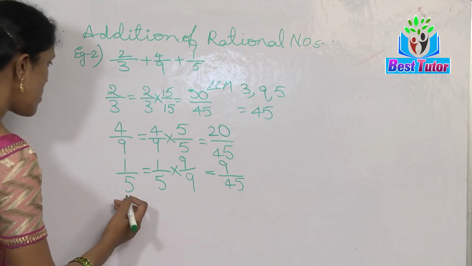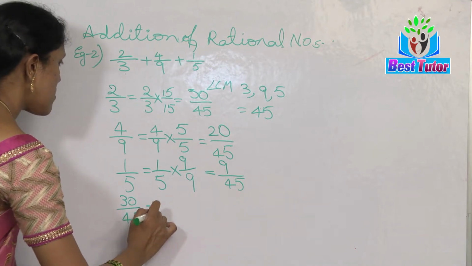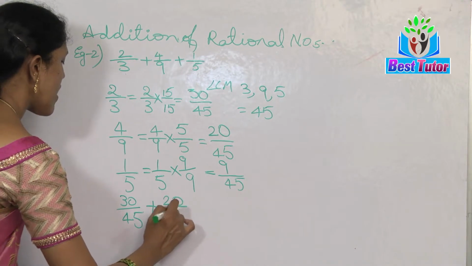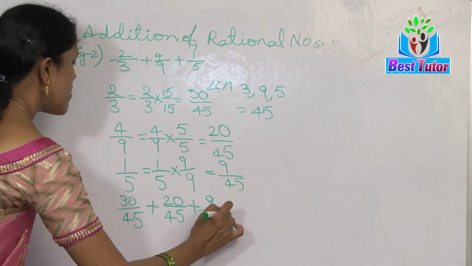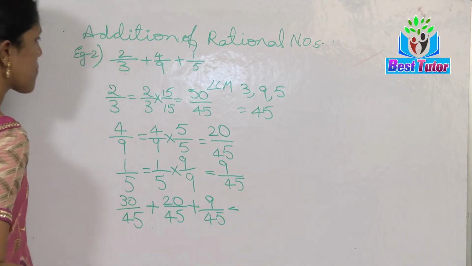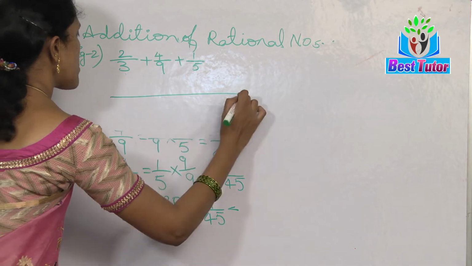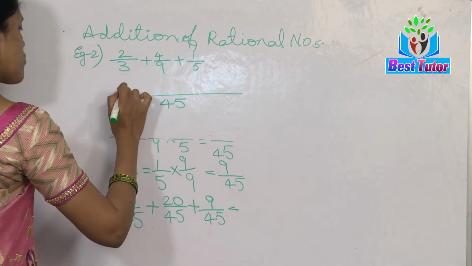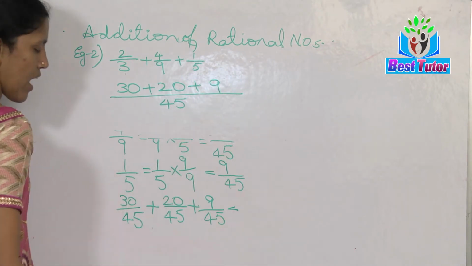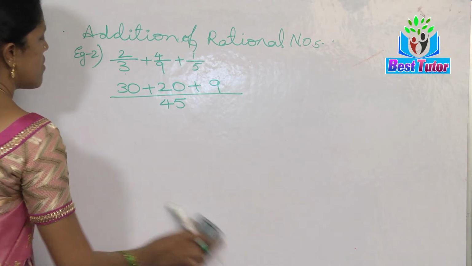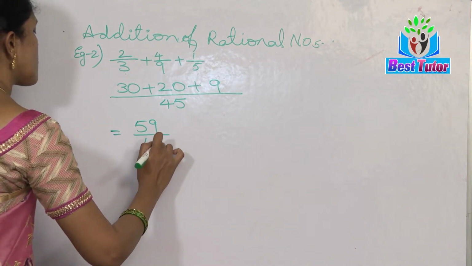So the sum becomes 30 by 45 plus 20 by 45 plus 9 by 45, which is nothing but the common denominator becomes 45. The numerators will be added individually. 30 plus 20 plus 9, which is going to be, yes, the sum is going to be 59 by 45.